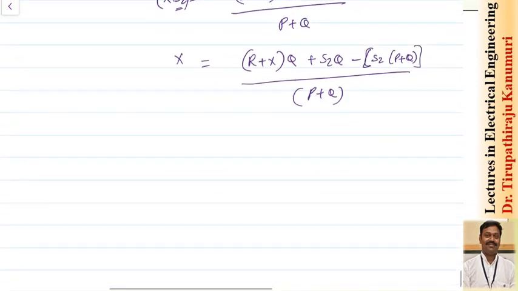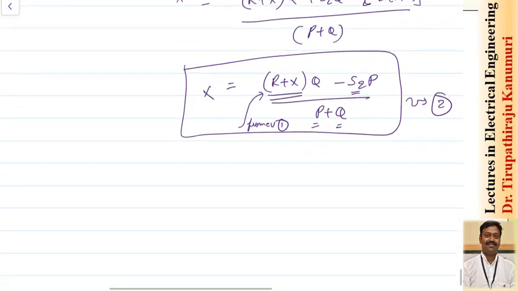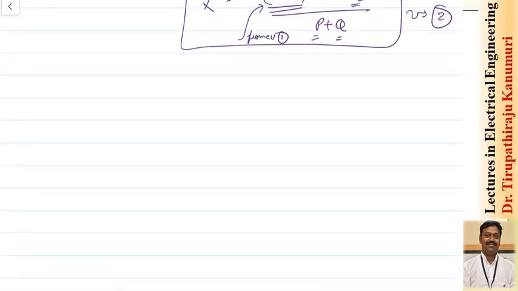So when you are simplifying this, this will become (R plus X) into Q minus S2 times P, divided by P plus Q. This is my value of X that is obtained. Let us take it as equation number 2. Here the P value we know, the Q value we know, and the value of S2 under balance condition we know. Here R plus X, I use from equation number 1. So whatever is obtained from the first test, that value will be replaced here while calculating. That is a major advantage of this method.